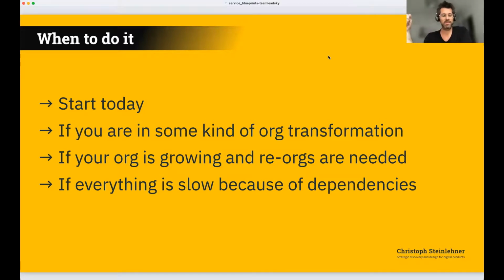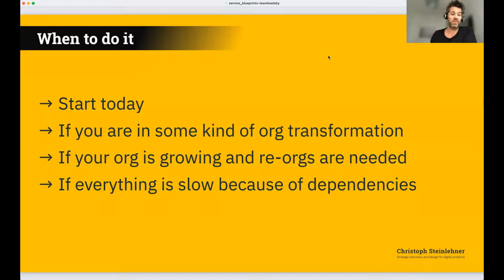Also, of course, it's really convenient if you are in some kind of org transformation, or especially if you're changing to cross-functional teams right now, if you're going into some agile transformation or whatever, it really makes sense to do this exercise to get a clear connection to your customer journey and see how we are organizing ourselves in regards to the customer.